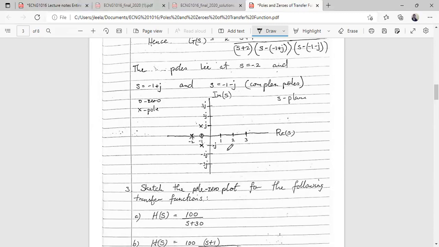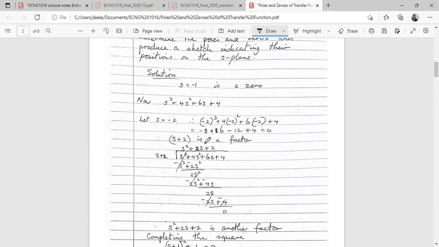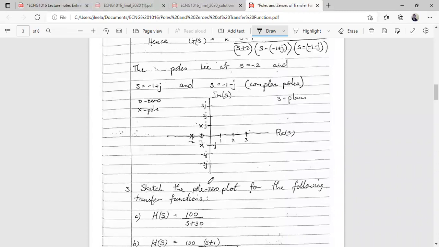So if I sketch the S-plane now, the x at minus 2 is here. So I have an x representing the pole, with a zero at minus 1, right? So that is here, a circle at minus 1. And minus 1 plus j will be up here, and minus 1 minus j will be down here, right? So you notice here, all your poles lie in the left-hand plane.